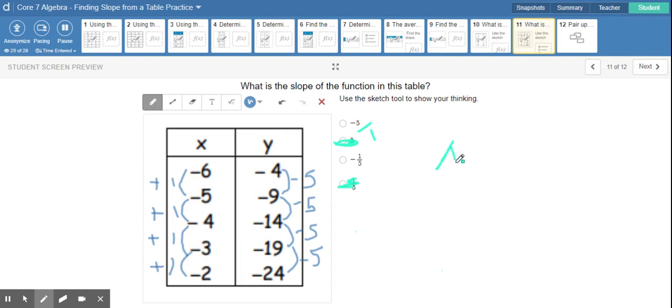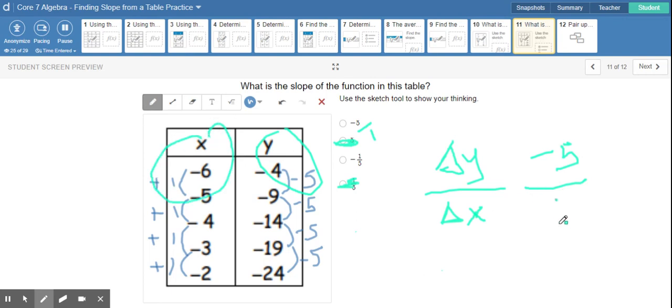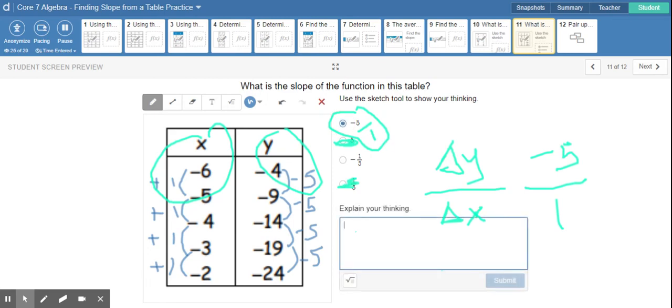So if we remember, our slope is change in y over change in x, right? And our change in our y's was -5, so that goes on the top. And our change in x was +1, so that goes on the bottom. So we're going to choose this first answer as our answer. And that other answer is our trap answer if we accidentally do it upside down. So this is the correct answer.